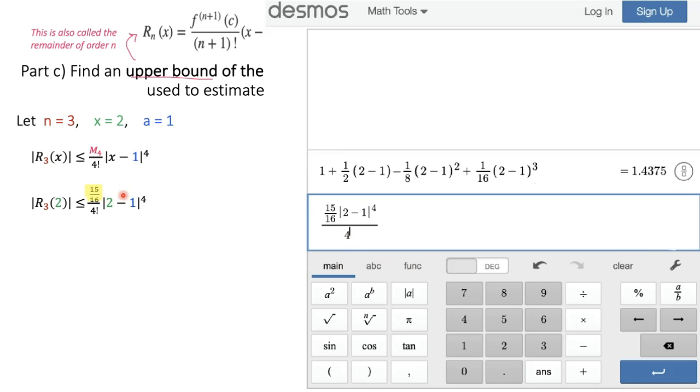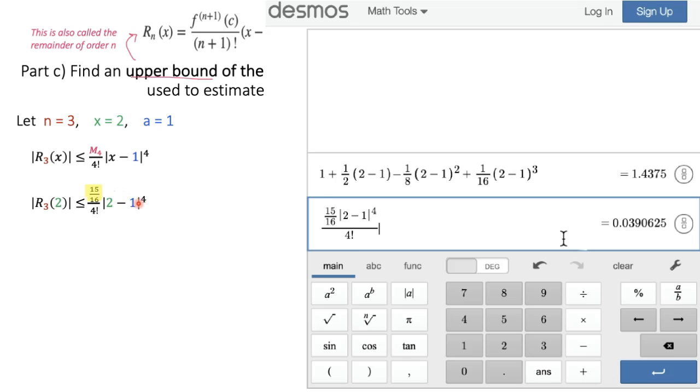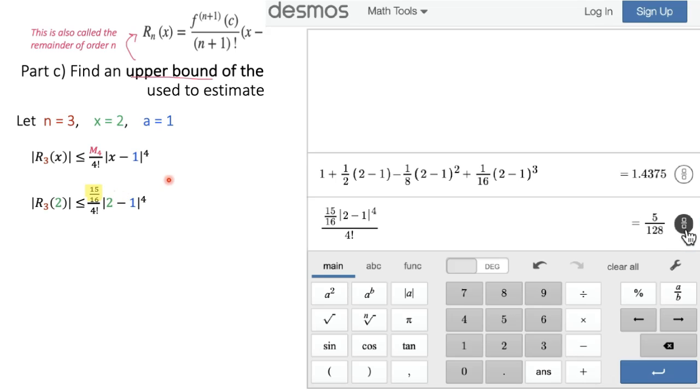And yes, if I was doing this by hand, of course, I know what 2 minus 1 is, right? It's 1. 1 to the fourth power is still 1. So it's very easy to simplify by hand. I just want to continue to show you how easy it is to use Desmos's scientific calculator for this. As mathematicians, we usually like to use the most exact form. So the final answer here would be 5/128 as our upper bound error for this Taylor polynomial.